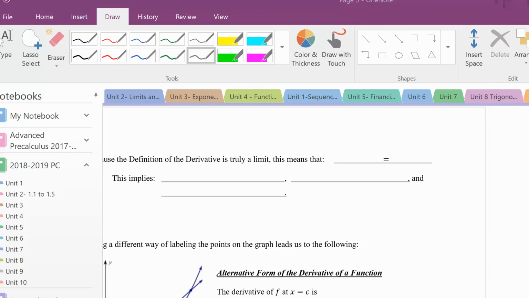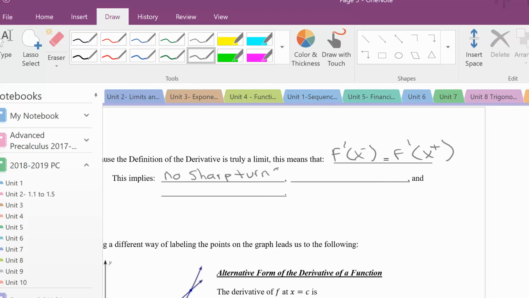Because the definition of the derivative is truly a limit, this means that in order for there to be a derivative, the derivative from the left of any function has to equal the derivative from the right of any function. So that implies that there are no sharp turns.